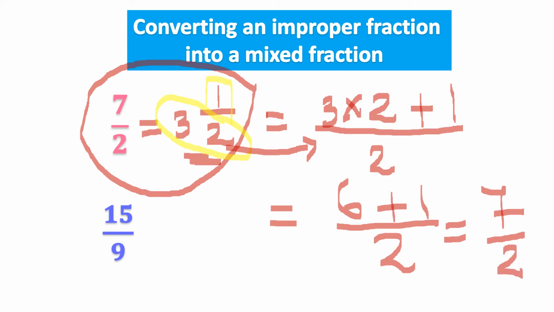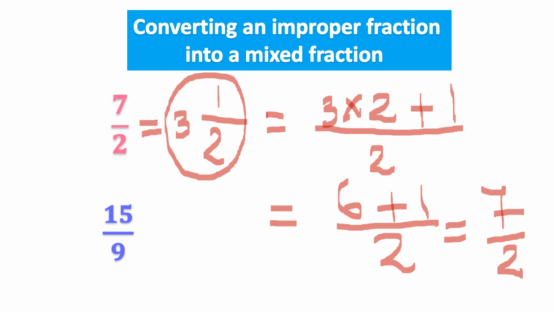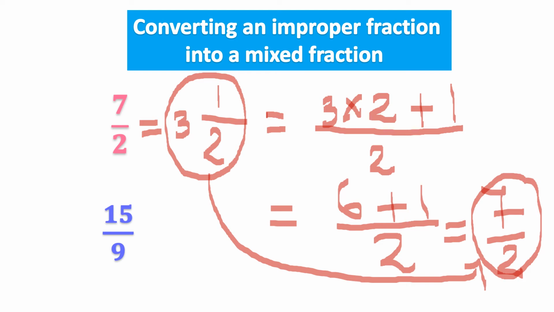So can you see, when I solved the mixed fraction, what was the mixed fraction that I got? 3 1 by 2. So when I solved the mixed fraction, I got the same improper fraction. What improper fraction? 7 by 2. So what was the question? 7 by 2. So can you see, when I solve 7 by 2, I get this. And when I solve this, I get this. Yes or no? So that is what converting an improper fraction into a mixed fraction is.